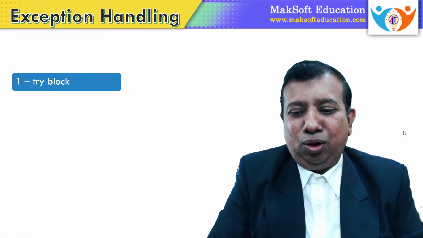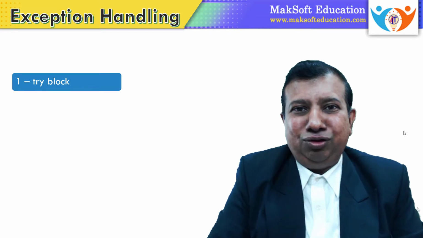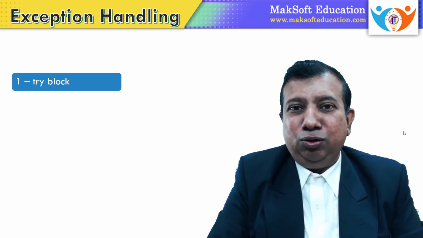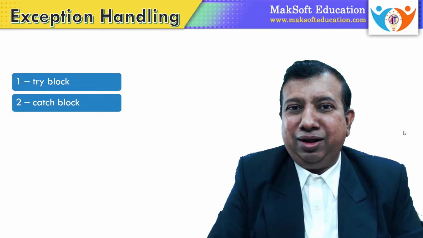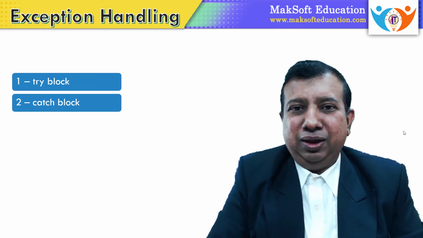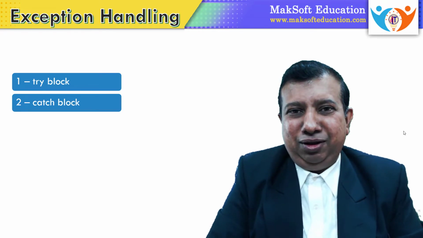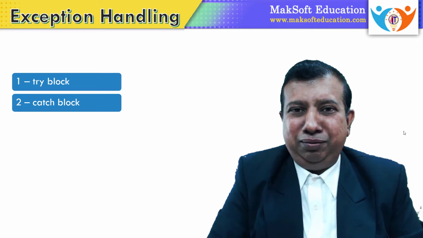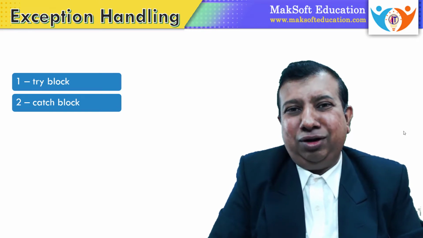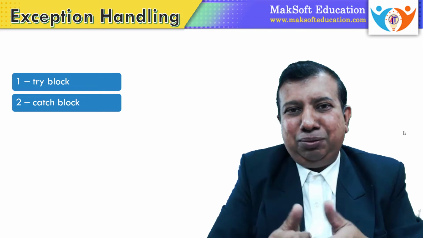Now one try block contains doubtful statements, and according to the doubts you are having, we are going to write catch blocks. So one try block can have multiple catch blocks. If no exception occurs in a try block, there is no use of catch block. But if an exception occurs in between, then the try block throws that exception and it will be trapped in a catch block.